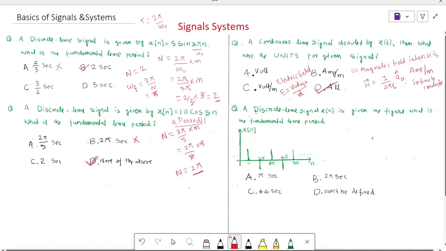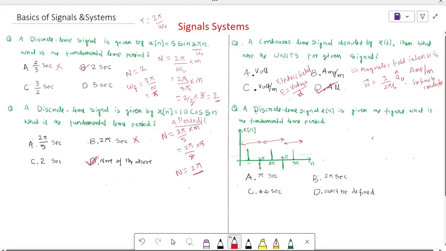Yes, next question. A discrete time signal x of n is given in the figure. What is the fundamental time period? It's also asking for the fundamental time period. So here, what is the cycle actually? What does it repeat? So from here to here, this is the time period. This is repeating from here to here, and again from here to the next repetition.